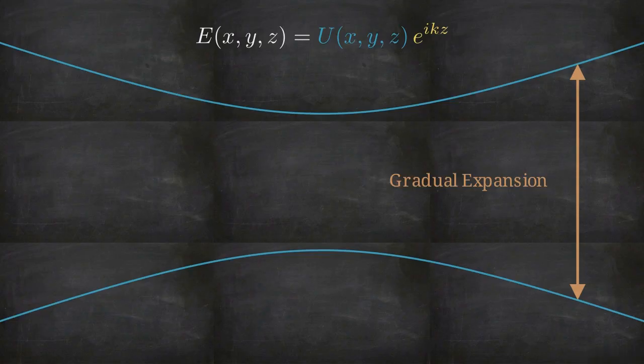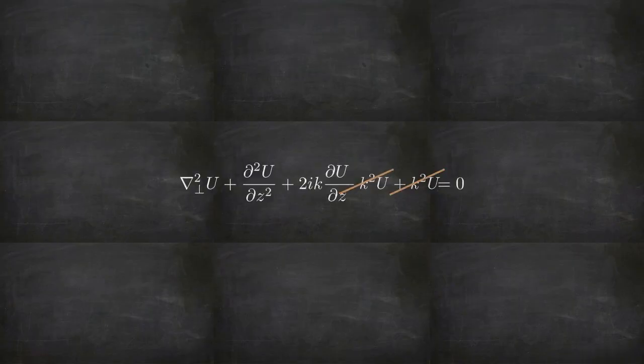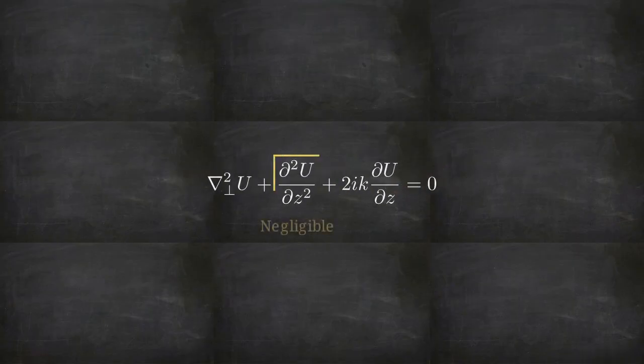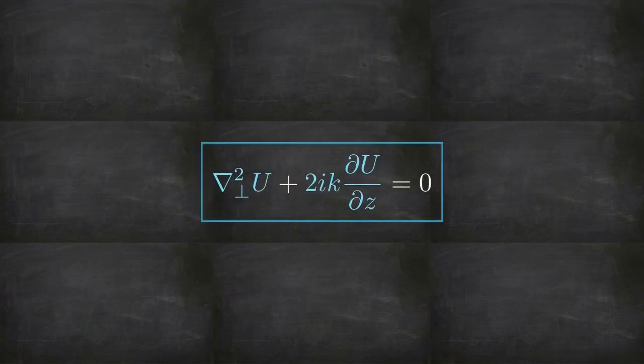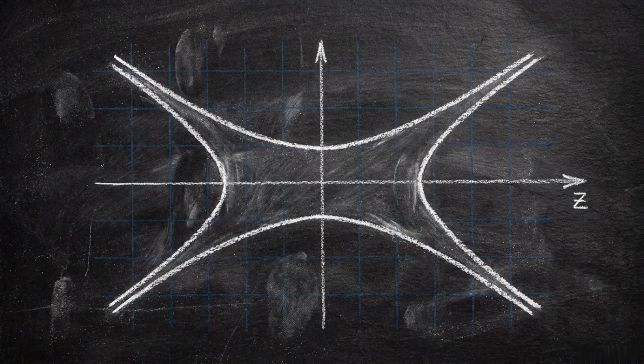Applying the product rule to differentiate this field results in this expanded expression. Because U changes slowly compared to the wavelength, its second-order longitudinal derivative is negligible and removed. This simplification results in the paraxial wave equation. Dropping that single second-order term changes the nature of the math, shifting it to an equation that exclusively governs the evolution of the beam's envelope.